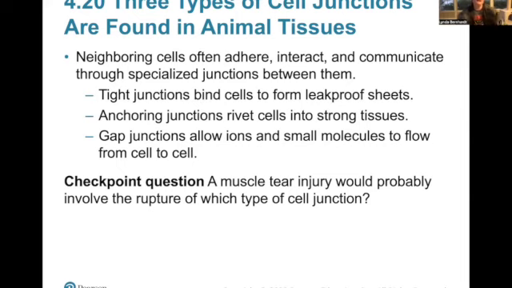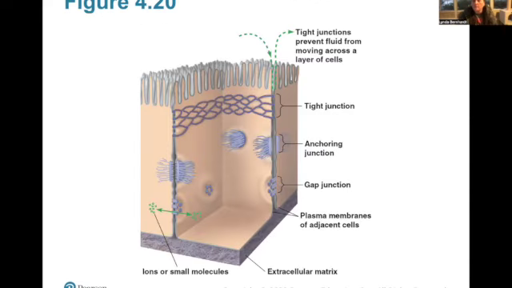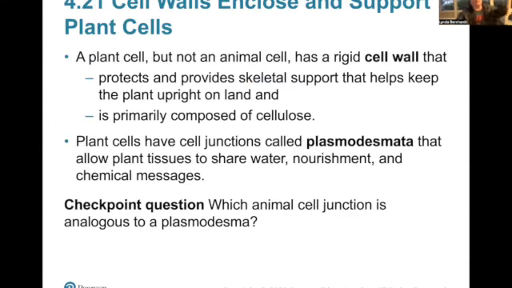Okay, here we go. Neighboring cells tend to attach to each other, interact, and communicate with very particular junctions. This is one of those few times in science where the names are exactly what they sound like. Tight junction, literally tight. Anchoring junctions, it's anchored in. Gap junction, guess what? There's a little gap. There you go. So the tight junctions, nice and tight, anchoring, there's literally anchors in there, and gaps, little gap. It's honestly that simple sometimes. I love it when it's that simple.